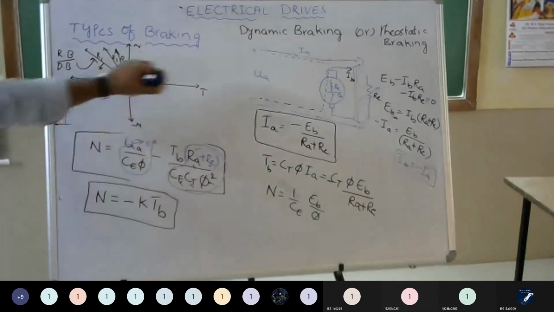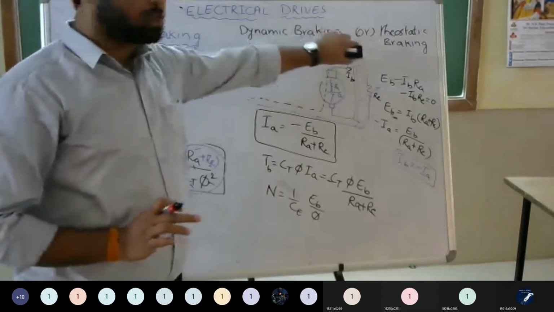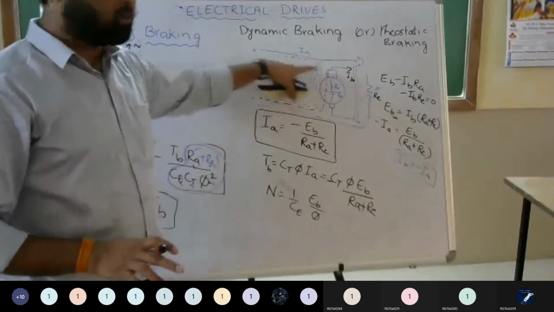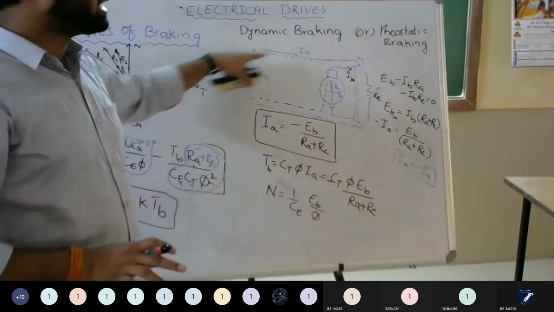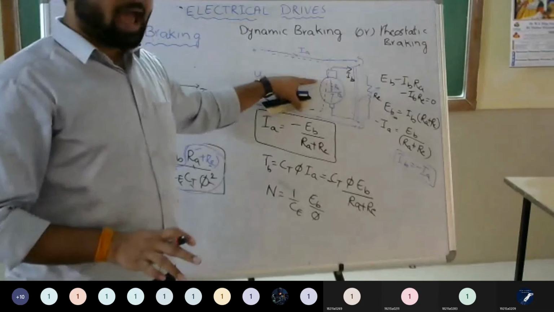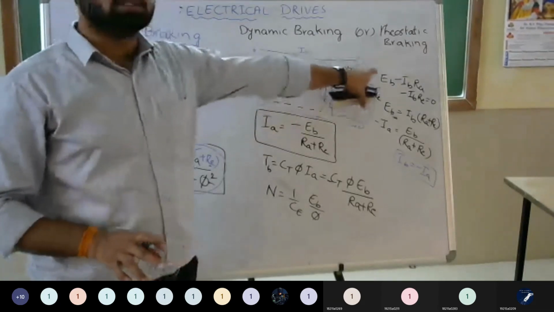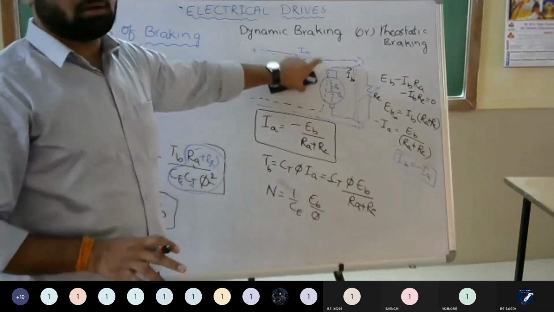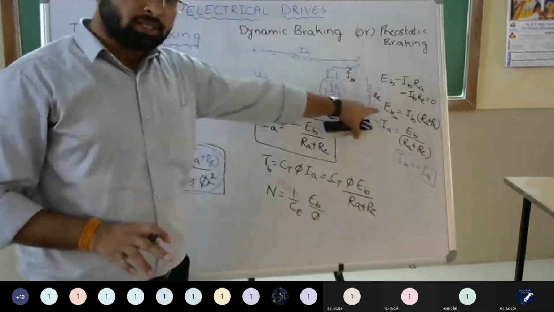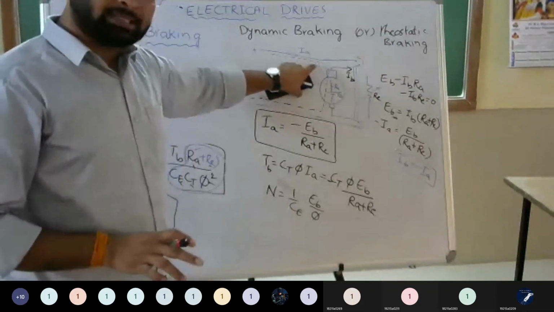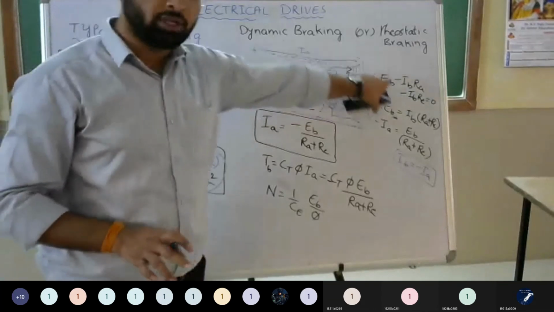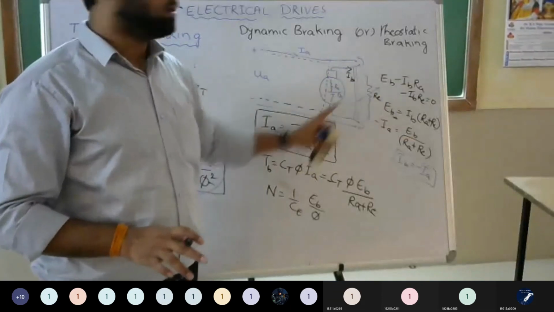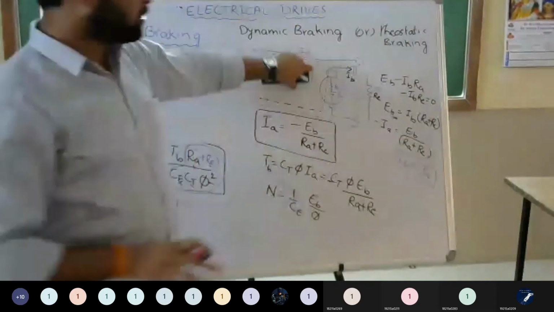Okay, this is the first method, dynamic braking. So what is the meaning of dynamic braking? Across the armature, whatever voltage we are supplying, that voltage we will remove and we will connect those terminals to some external resistance. So whatever energy is stored in this motor will shift to the resistance. What is the energy stored? That is the kinetic energy. The kinetic energy will shift into the rheostat as electrical energy, and it will dissipate as heat energy. So this is the braking.